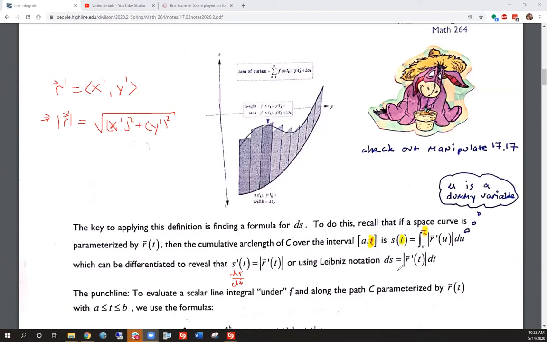Questions about where this formula came from? Very good.